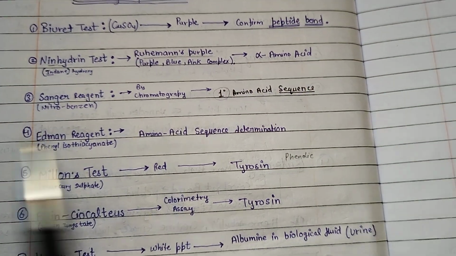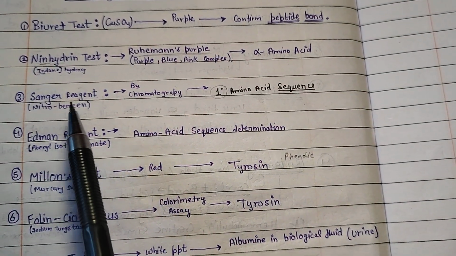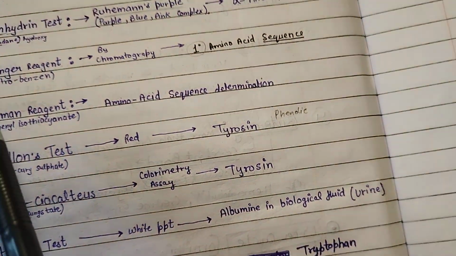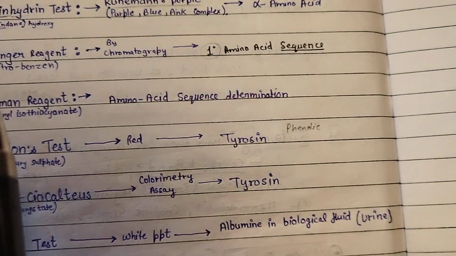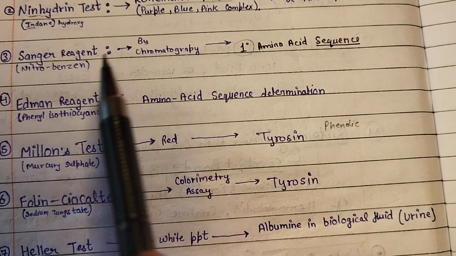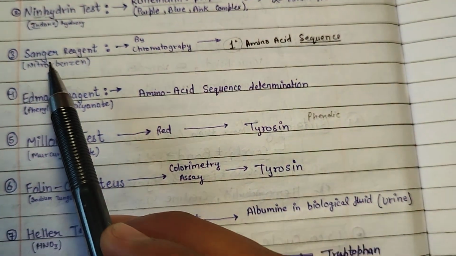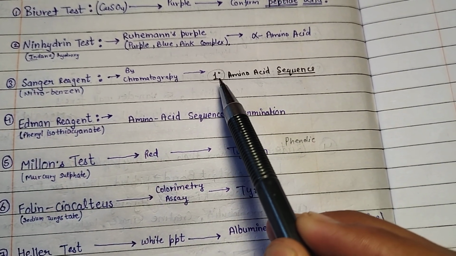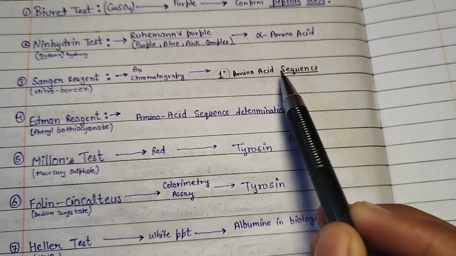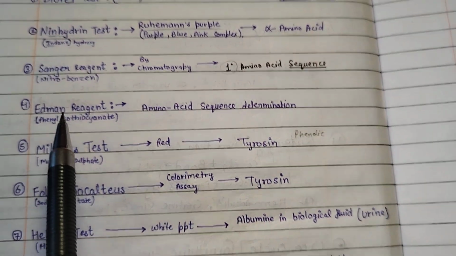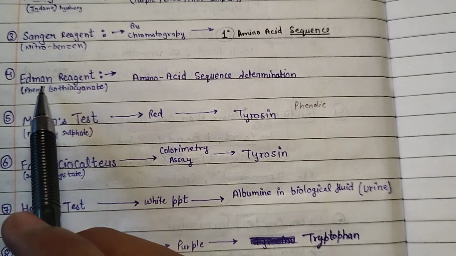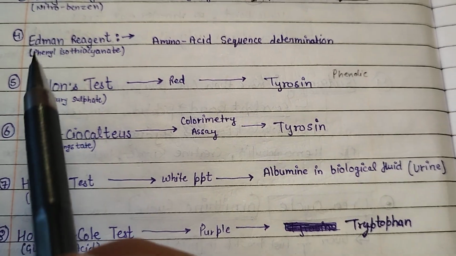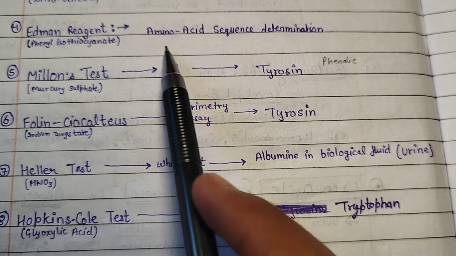Alpha amino acid chain. Okay, Sanger test, Sanger reagent. The Sanger reagent is dinitrobenzene. I have written all the tricks just to remember the main reagent here, nitrobenzene, and it is done by chromatography. It determines the primary amino acid sequence, as in insulin. Then we have Edman reagent. Remember the reagent of it, phenyl isothiocyanate. This test also determines the amino acid sequence.